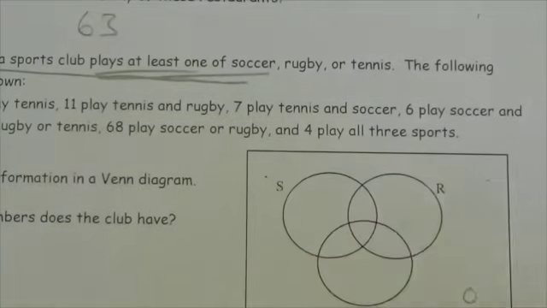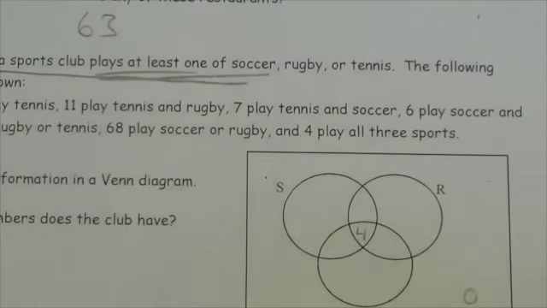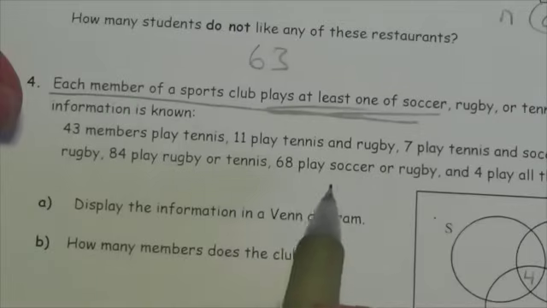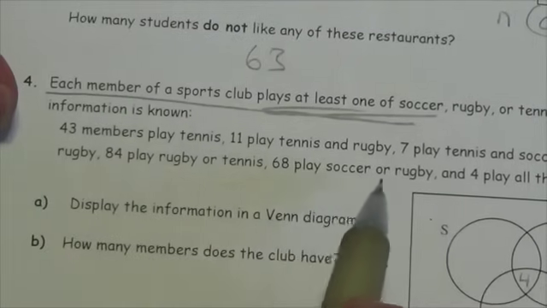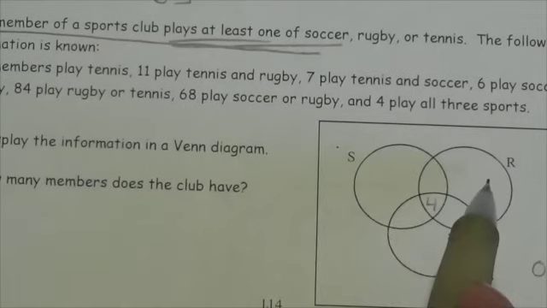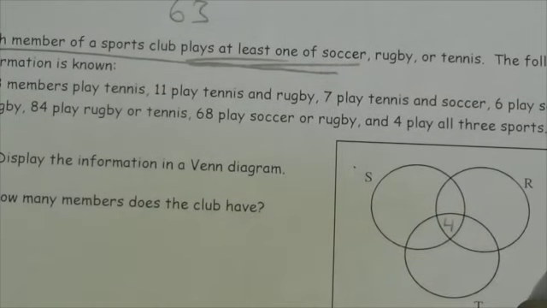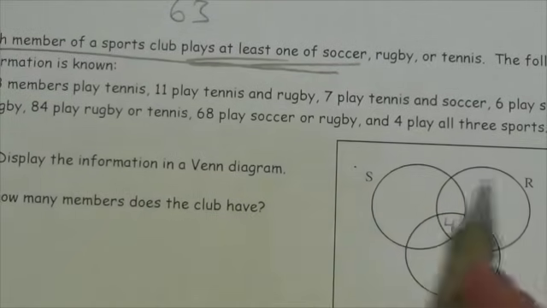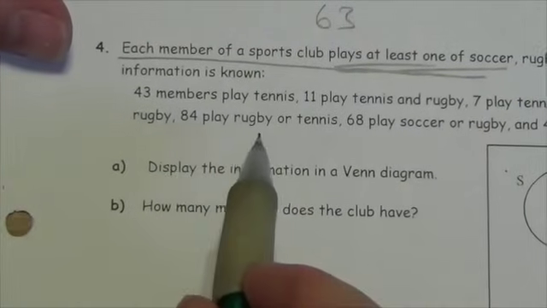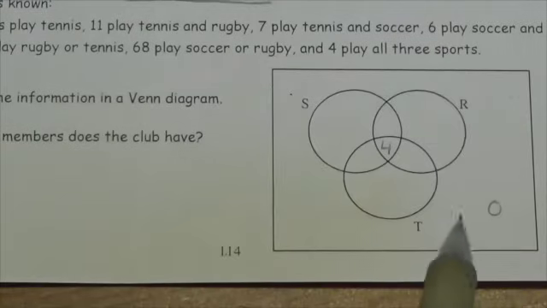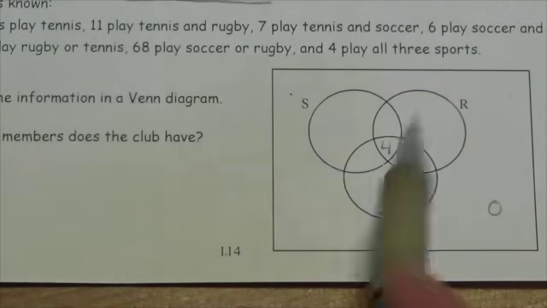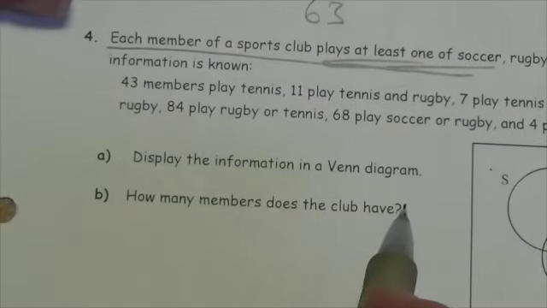The 4 play all three sports. So right there's my 4. Now, I am told that 68 play soccer or rugby. Okay, soccer or rugby. That means when I add this, I get 68. That's a lot of unknowns here. That's actually not all that useful to me right now. Okay. 84 play rugby or tennis. Oh boy. Well, that's this plus this plus this plus this plus this plus... Well, that's a lot of unknowns still. Okay, that's not helping me.